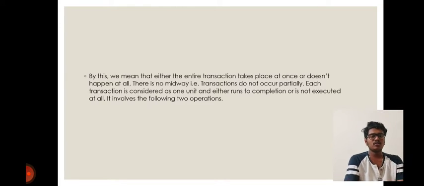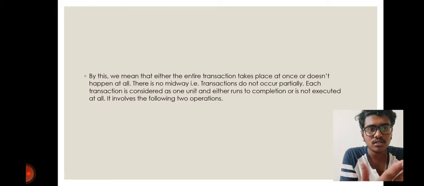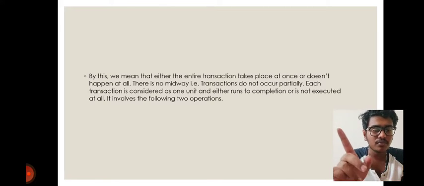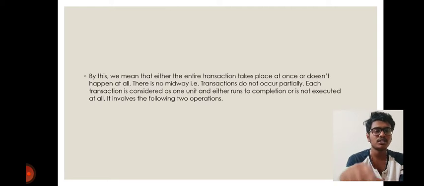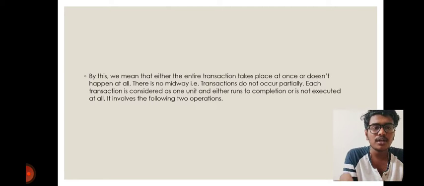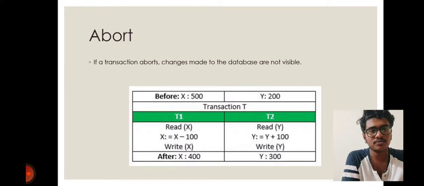In this slide, we have discussed that the entire transaction takes place at once or doesn't happen at all. This means atomicity, and there is no midway. Transactions do not occur partially, and each transaction is considered as one unit and either runs to completion or is not executed at all. Let us see what are those two operations.